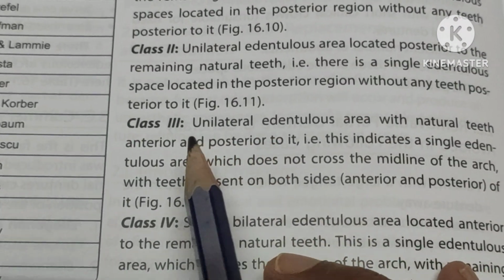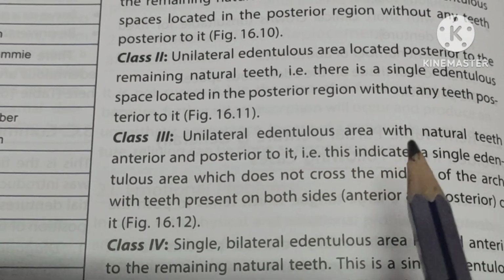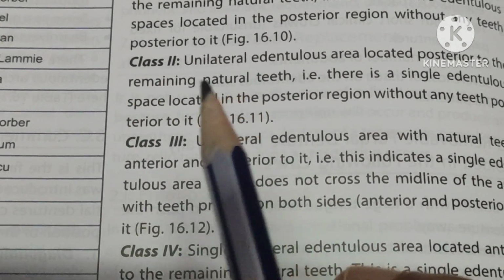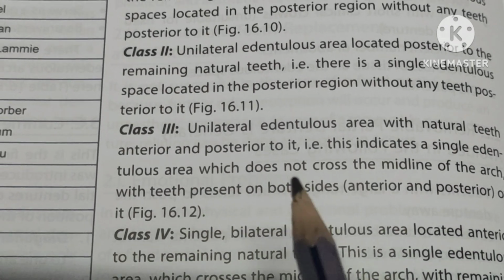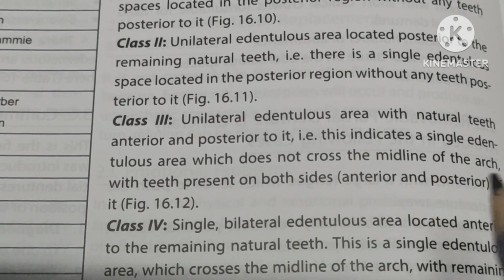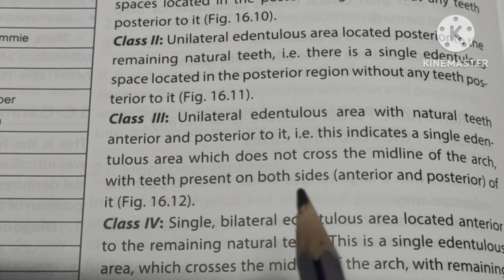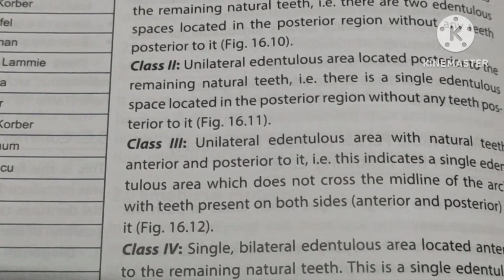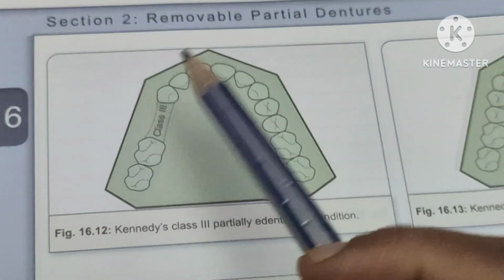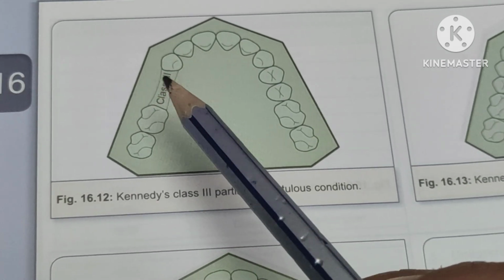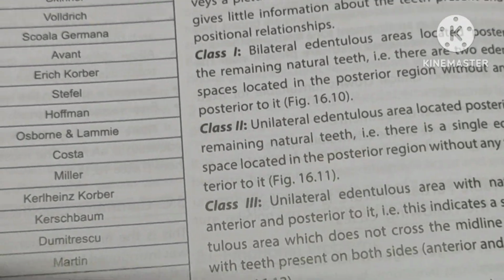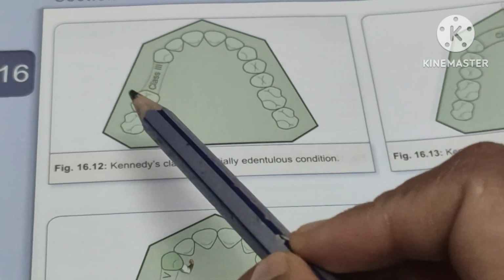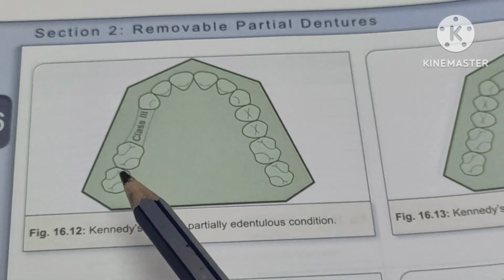Now class 3. Class 3 is a unilateral edentulous area with natural teeth anterior and posterior to it. That is, this indicates a single edentulous area which does not cross the midline of the arch, with teeth present on both sides, anterior and posterior to it. So, in the example here, the edentulous area has remaining natural teeth anterior and posterior to it, and it also shows that this is a unilateral edentulous area. So, unilateral, with remaining teeth anterior and posterior to it.